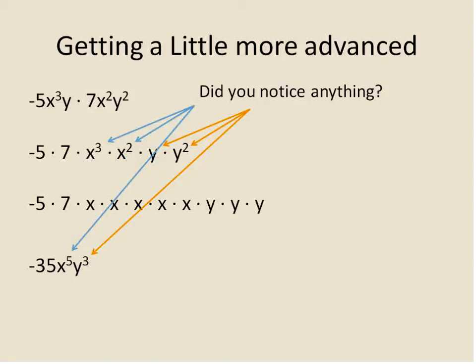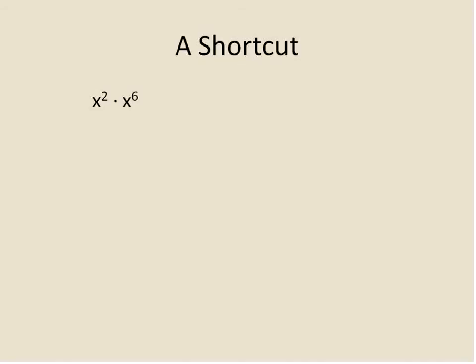Think about that for a minute, and then I'm going to show you a rule for exponents. Here's a shortcut or a rule for exponents I'm going to explain to you. X squared times x to the power of 6. If you have two terms and they have the same base. That's really important. They need to have exactly the same base, x and x.